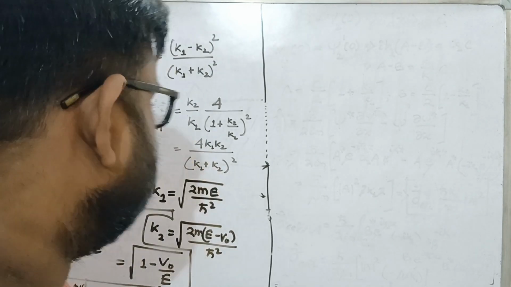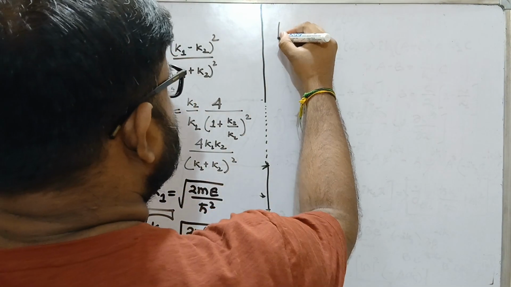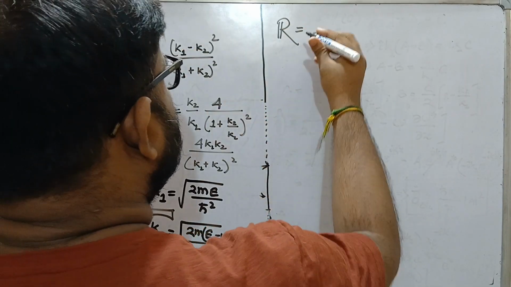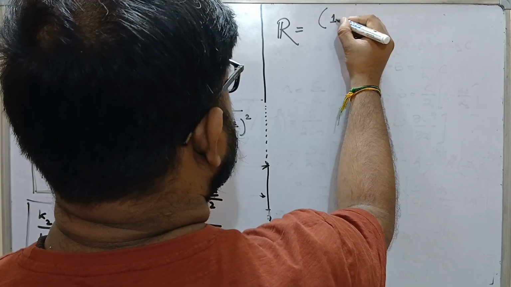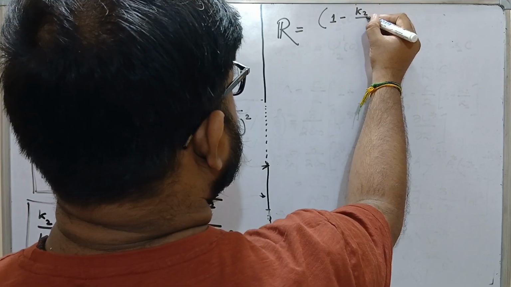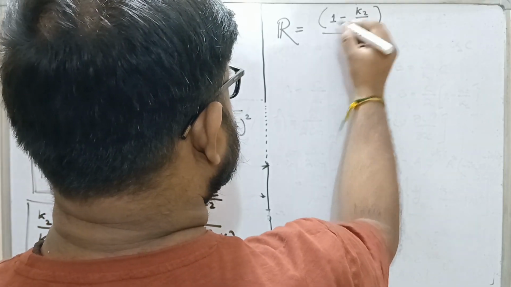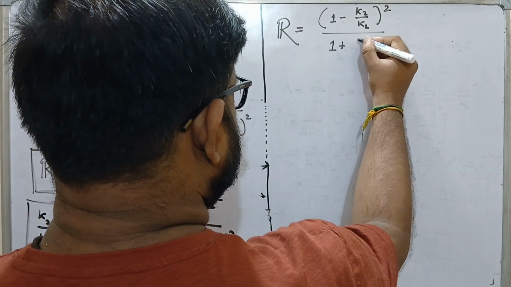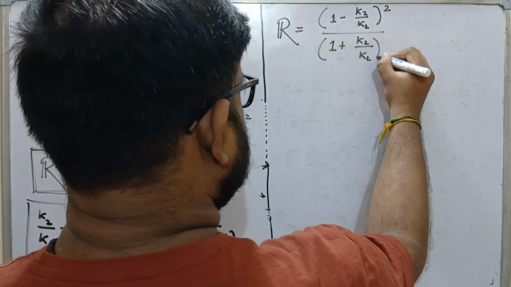Okay, so now look at this. Look at the reflectance formula. We can easily write reflectance as (1 minus K2 by K1) divided by (1 plus K2 by K1), whole square.